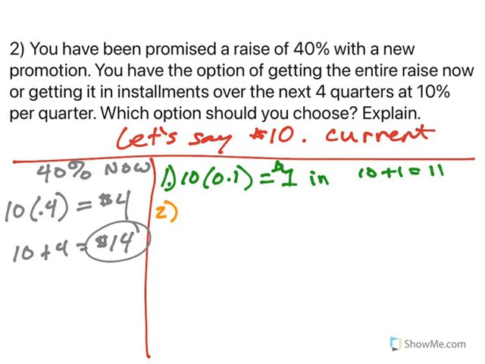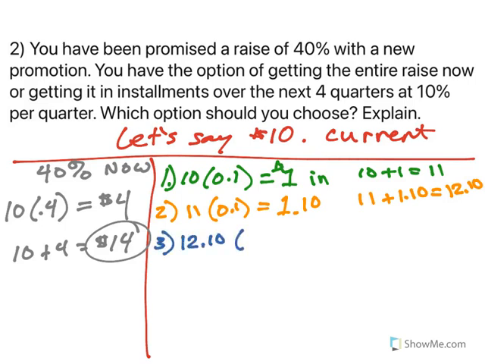Then quarter number 2 comes along, and you're making $11, but now you're going to get another 10% raise. So now your raise is $1.10. So $11 plus my raise of $1.10, and now I'm making $12.10. For the third quarter, we'll take our $12.10 and multiply by a tenth, and now my raise is $1.21. So I take my $12.10, I add my $1.21, and now I'm earning $13.31.